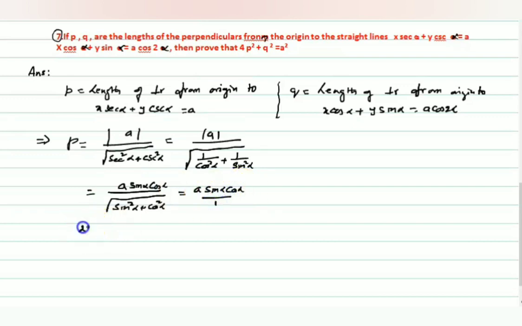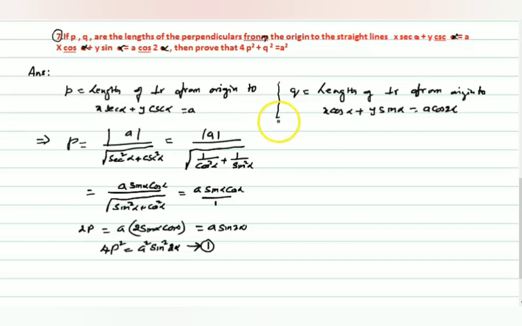When you multiply by 2 on both sides, 2p is equal to a into 2 sin alpha cos alpha. What is the value of 2 sin alpha cos alpha? This is sin 2 alpha. So now what is 4p square? 4p square is a square sin square 2 alpha. This is equation number 1.